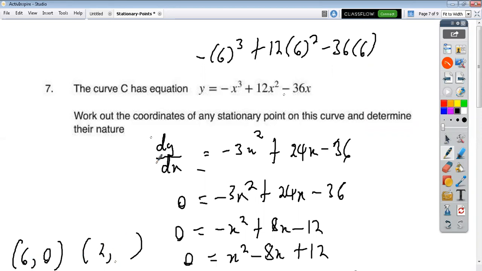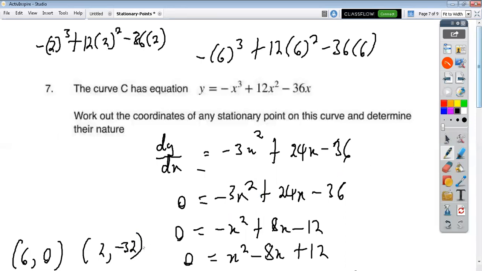Then let's do this for when x is equal to 2. So we're saying negative brackets 2 cubed plus 12 brackets 2 squared minus 36 brackets 2. I'm getting negative 32. So that's the y, negative 32.